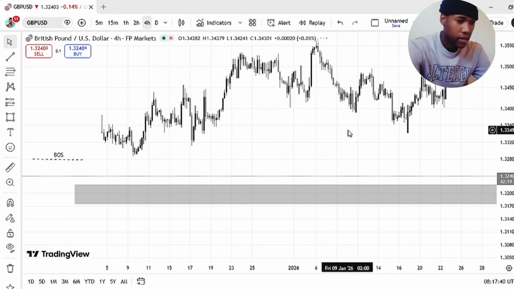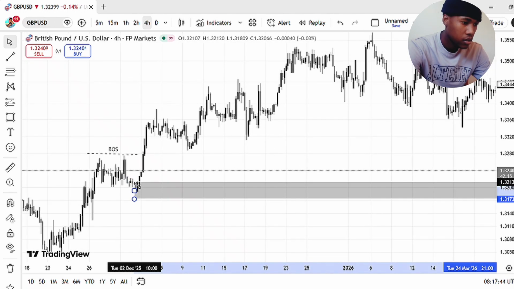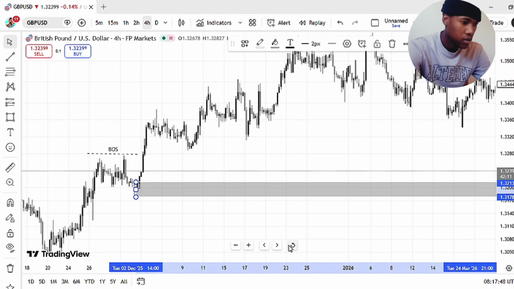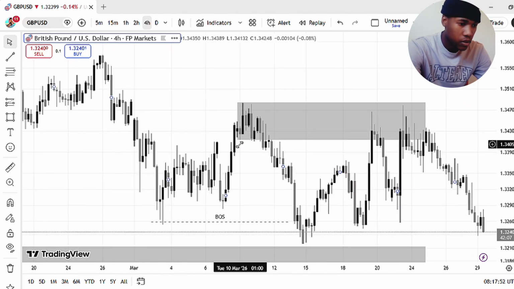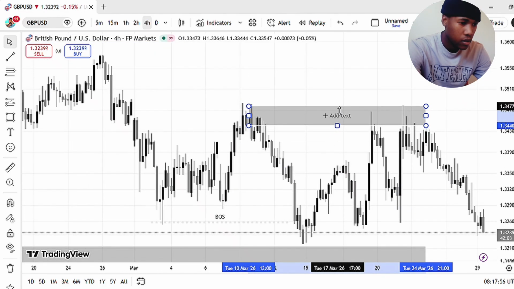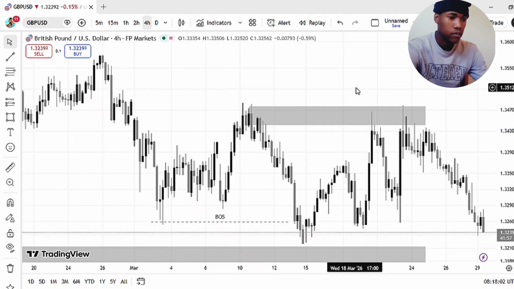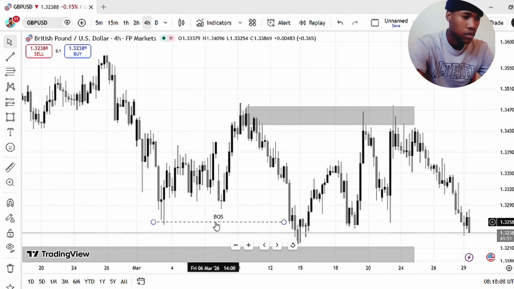Let me keep refining this daily time frame order block. Okay, it's right there. So let's refine what is going on here. So this is our order block right there that the market had reacted to. So yeah, hope you guys can see me.